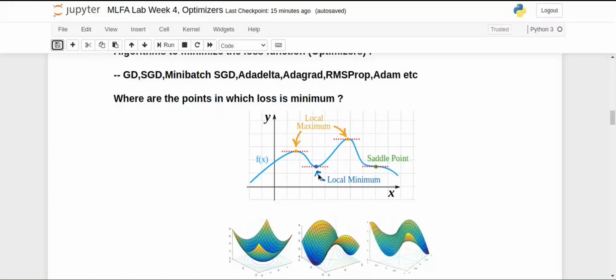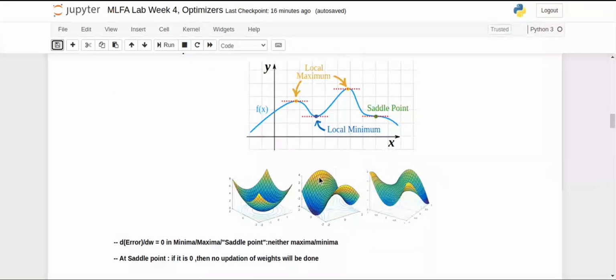That is the problem in several optimizers like stochastic gradient descent, mini batch gradient descent, and gradient descent. For that reason several new optimizers came into picture, like I have said, AdaDelta, AdaGrad, RMSprop, and Adam. And now the most widely used optimizer is called Adam, and I will discuss those in upcoming examples.